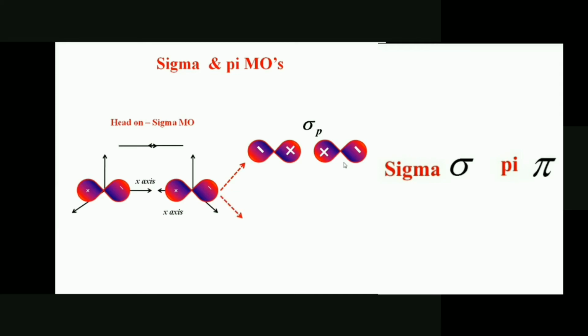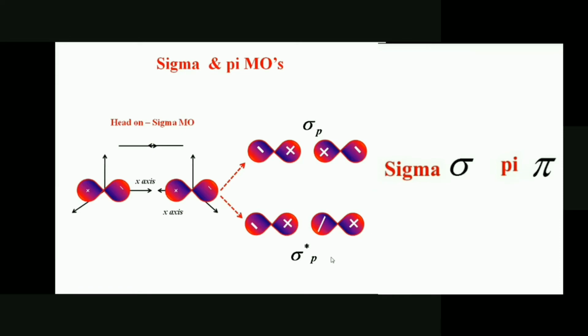Let's take the second case. The first lobe remains the same without any change in alignment, but let's reverse the second atomic orbital. Now if we see here, in the first lobe there is a positive sign and in the second there is a negative sign. So when they overlap, the electron density decreases, which leads to instability and an increase in the energy of the molecular orbital. Since the molecular orbital has higher energy, this is termed the anti-bonding sigma molecular orbital.